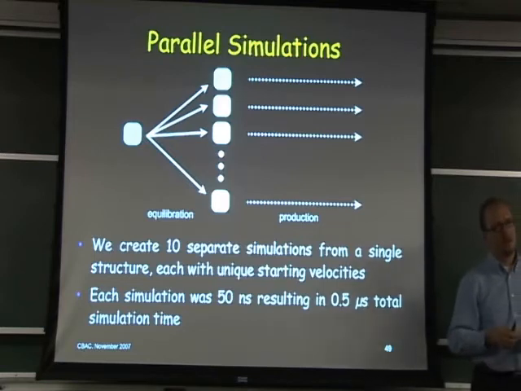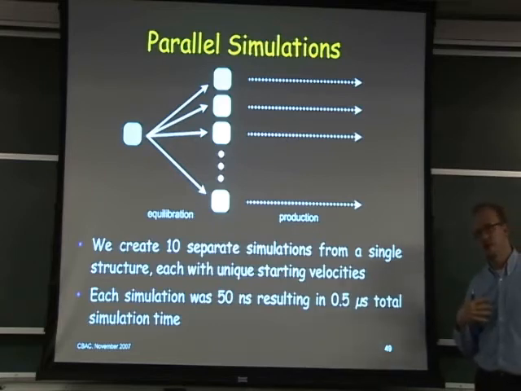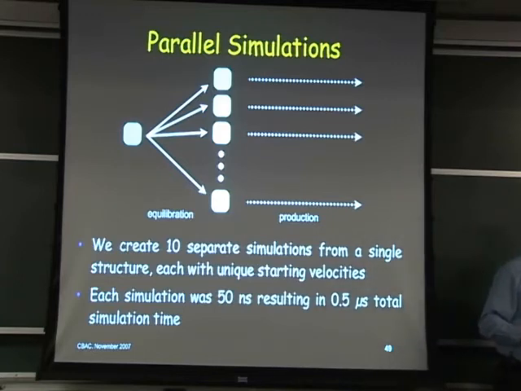We can calculate basically what the correlation time is, and after about 1 or 2 nanoseconds, they effectively are at independent points in phase space, and we simply let all of these 10 simulations run, in this case for 50 nanoseconds, so we get a total of a half microsecond now of simulation. This is a couple orders of magnitude more than what we had before.